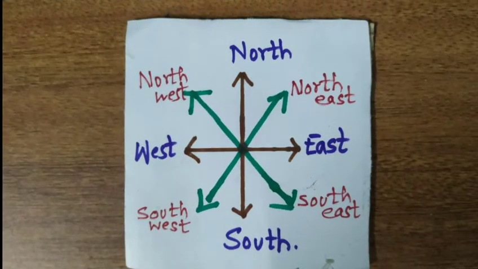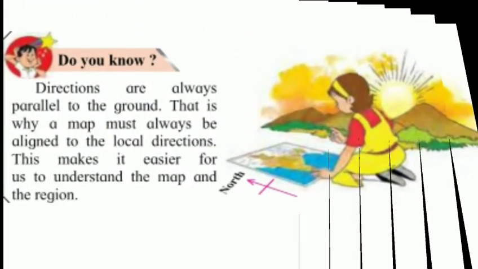Now see students, you draw the diagram showing the directions and sub-directions on a small card. It is known as the compass rose. We will use this compass rose later in the lesson.